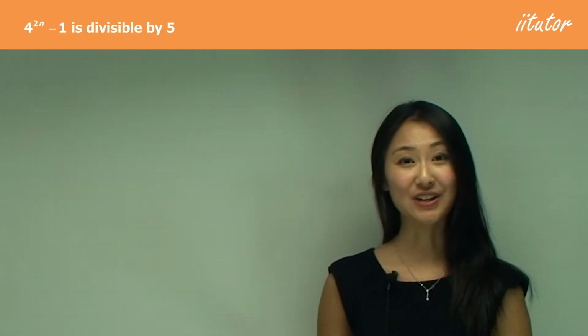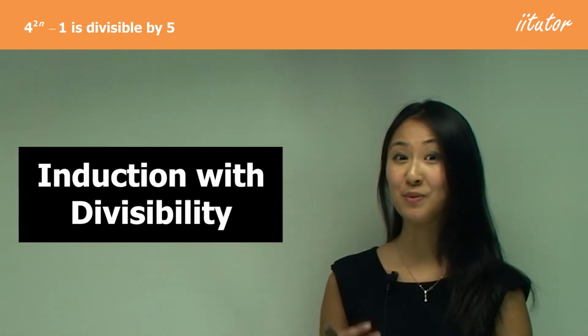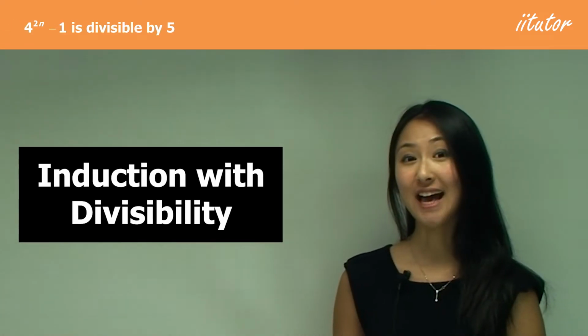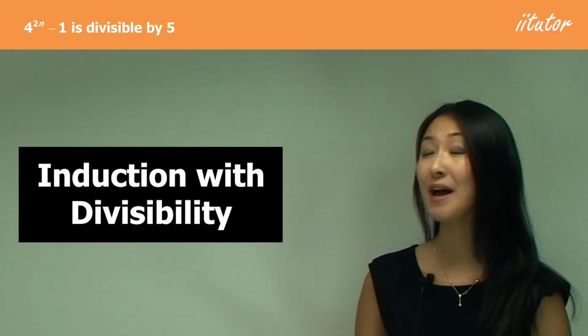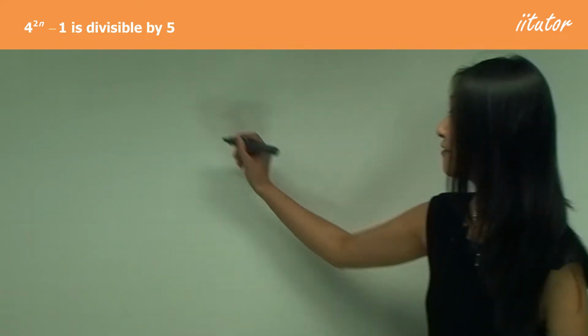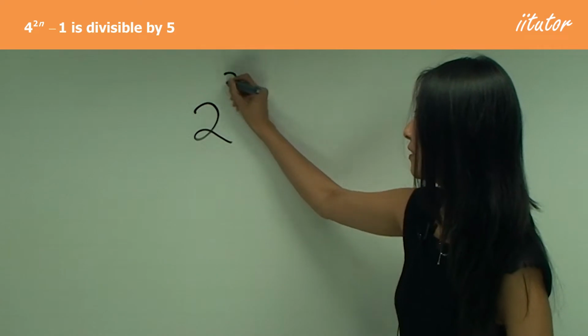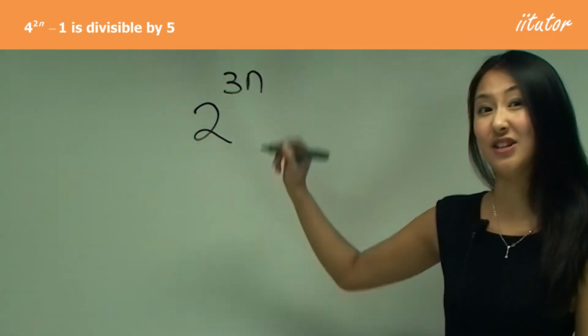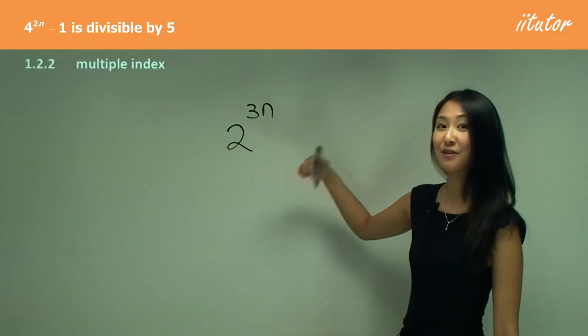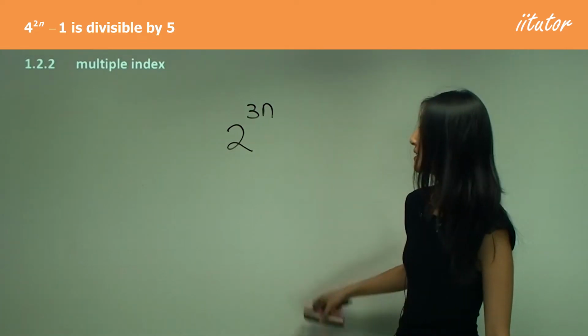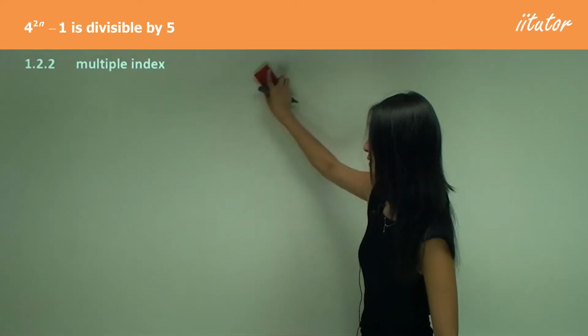What I want to teach you now is induction with divisibility with questions that have multiple indices. What I mean by that is how we have, for example, 2 to the power of 3n rather than just n. So we have 2 to the power of 3n or 4n, etc. So we're just going to learn how that affects the question.